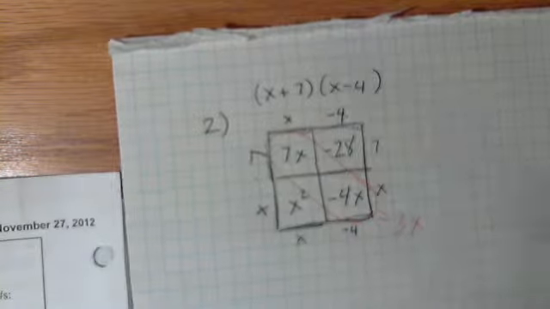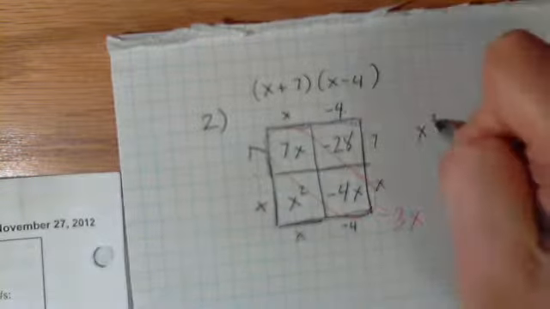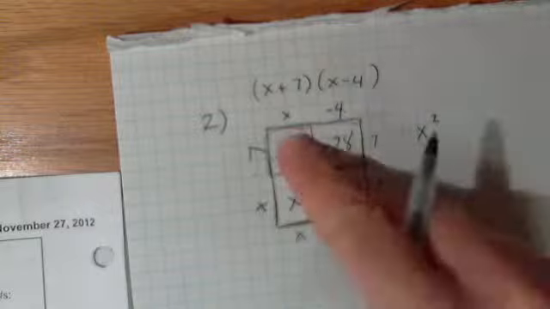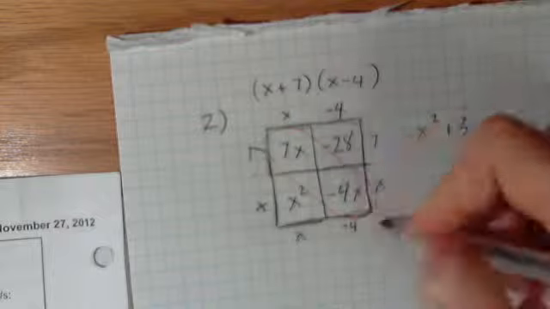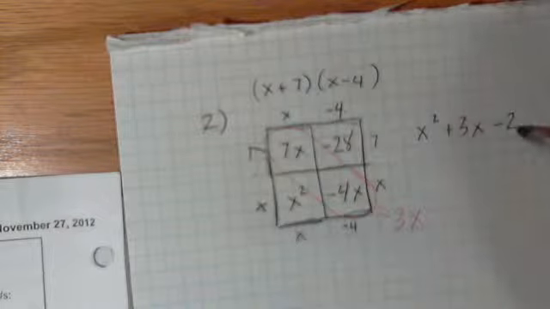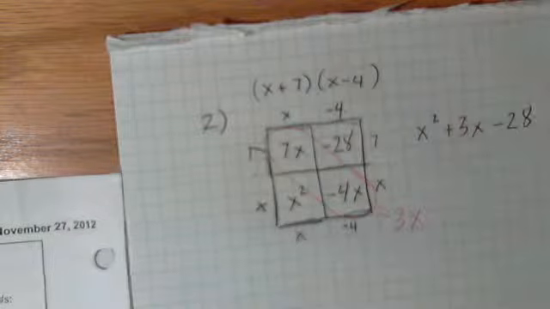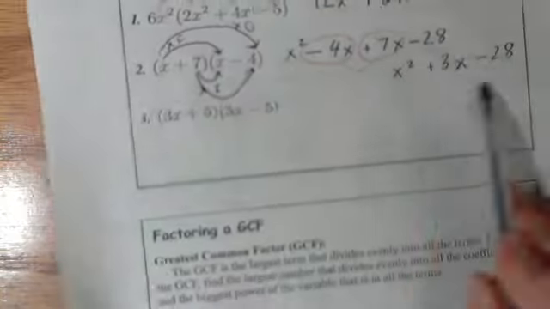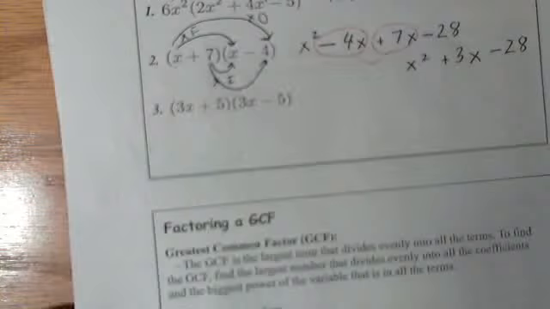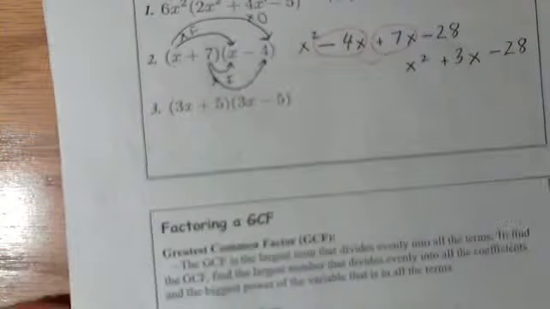Now let's collect all our terms. We've got the x squared from that corner. We've got the 3x from the diagonal by adding those two up, and we've got the minus 28. So we got exactly the same answer that we got when we used FOIL. Again, you decide which method you like better.